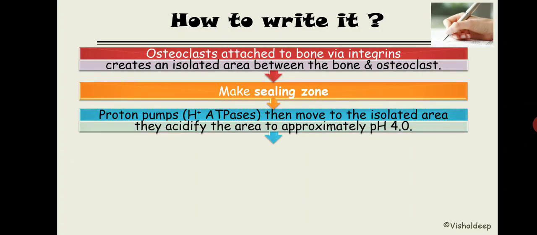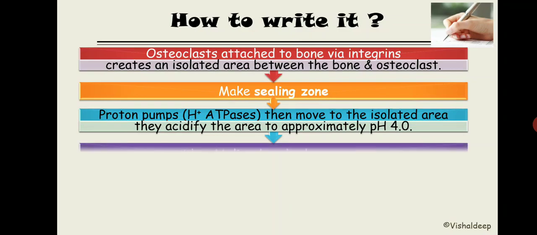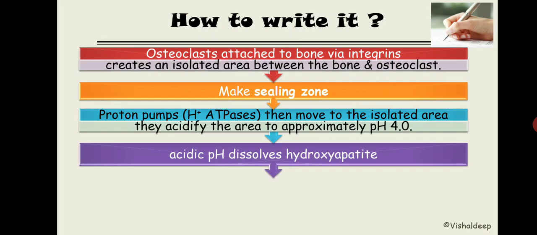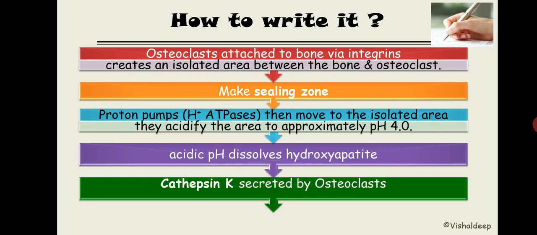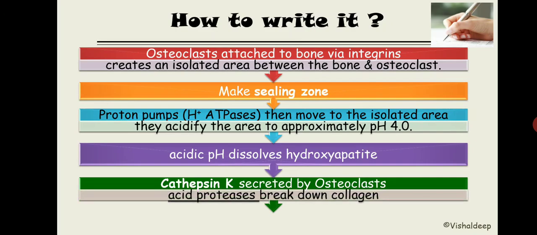Now, acidic pH will dissolve the hydroxyapatite. The hydroxyapatite is made of calcium, phosphate, and hydroxyl ions. This acidic pH will dissolve this hydroxyapatite, this mineralization, and the remaining cathepsin K secreted by the osteoclast breaks down the collagen. So basically cathepsin K is an acid protease that breaks down collagen. Now we have broken down the two main components of the bone: hydroxyapatite is the inorganic compound and collagen is the organic compound.